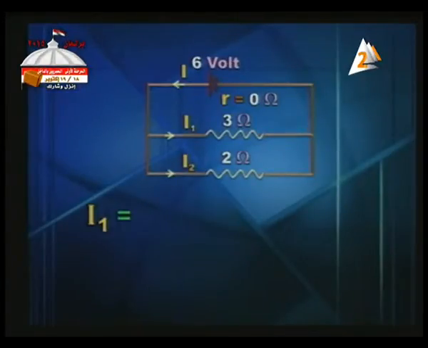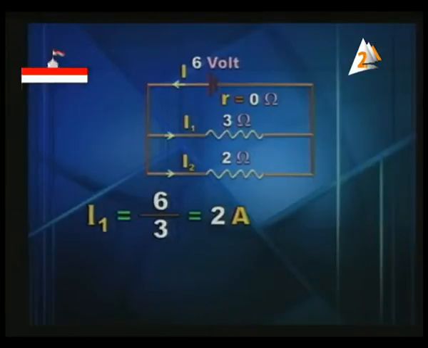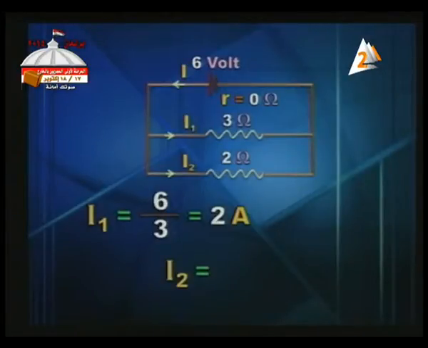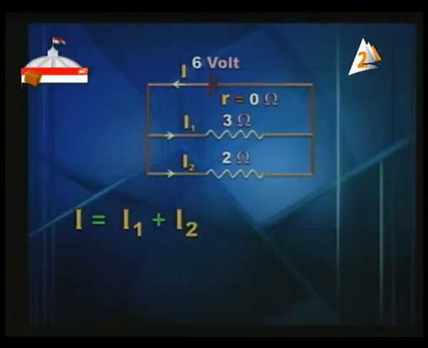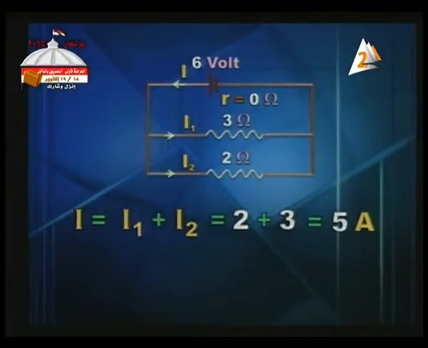Current through the 3 ohm resistor is equal to V over R, 6 over 3, it is 2 amperes. We'll do the same with the other resistor. So I2 equals 6 over 2, it is 3 amperes. Total current will be equal to I1 plus I2, 2 plus 3, it is 5 amperes. This was the first problem, and it was so easy. The problems are of gradual difficulty.